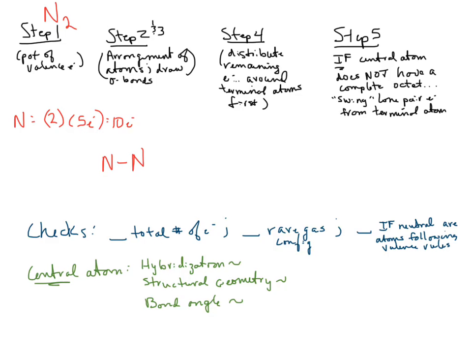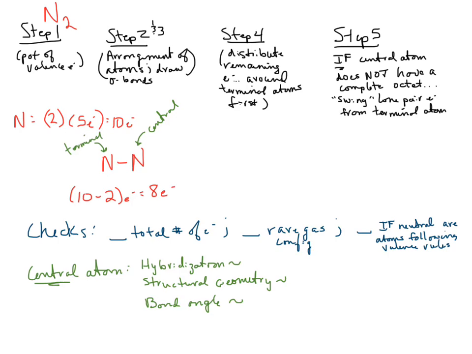So in the next box, go ahead and draw the preliminary Lewis structure. Nitrogen, sigma bond, nitrogen. So we've used 2 electrons, and we have 10 electrons in our pot. Okay, so the leftover electrons are 8.